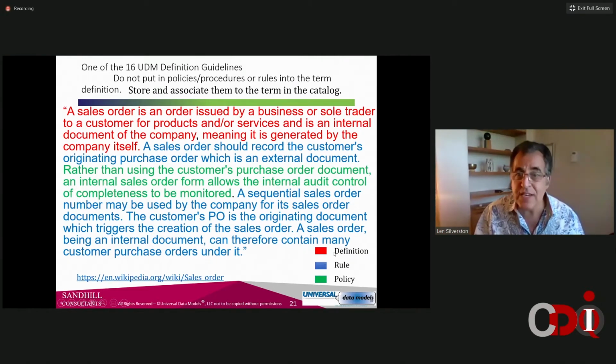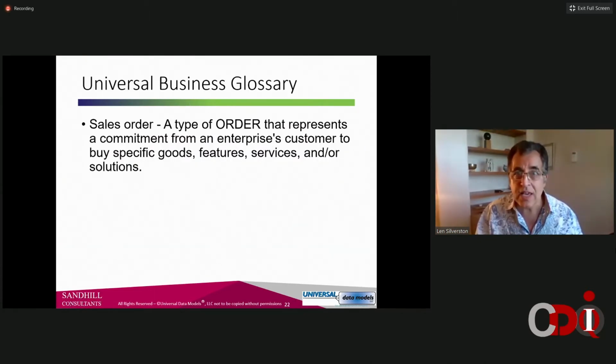And even in the definition, even in the red part of the definition, we're saying that it's an internal document of the company. When you look at the essence of this, first of all, it's not concise. Second of all, it's not even sharing what the essence is. A sales order is an order. Well, what the heck is it? A sales order is a type of order, because there are other types of orders: purchase orders, repair orders. But what it really is, is a commitment. It's a commitment from the enterprise's customer to buy specific goods, features, services. So we're saying, here is the essence of what a sales order is.